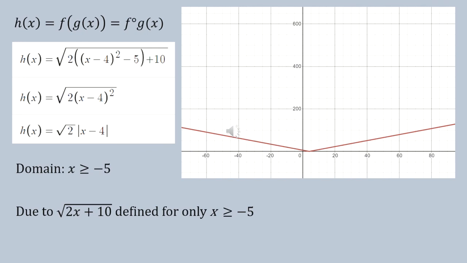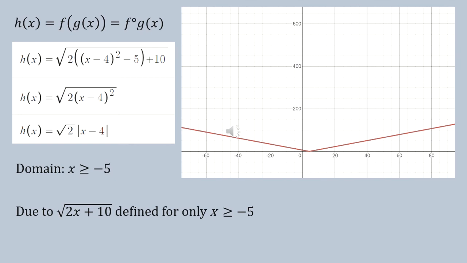So I am plugging that in for the variable in the square root function. So the square root function was the square root of 2 variable plus 10. So where the variable x was, I've replaced it with x minus 4 squared minus 5. Once again, I need those parentheses around the parabola.